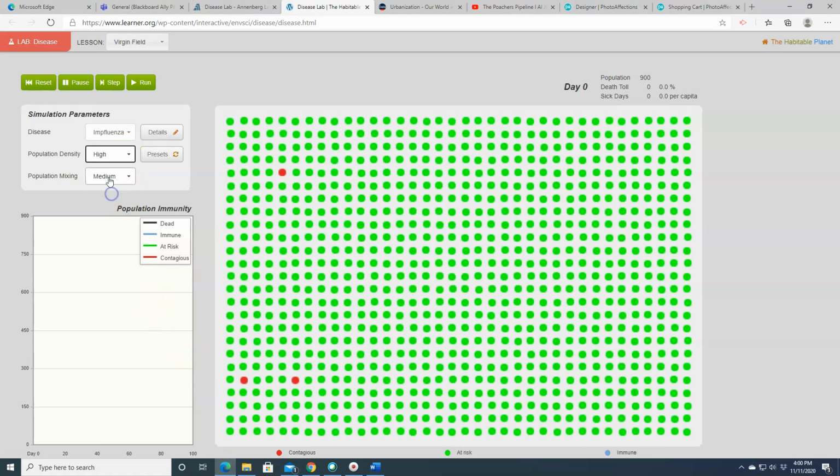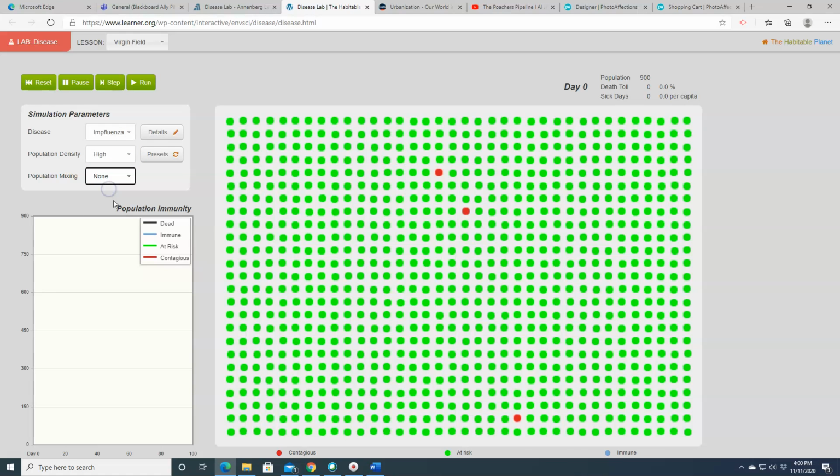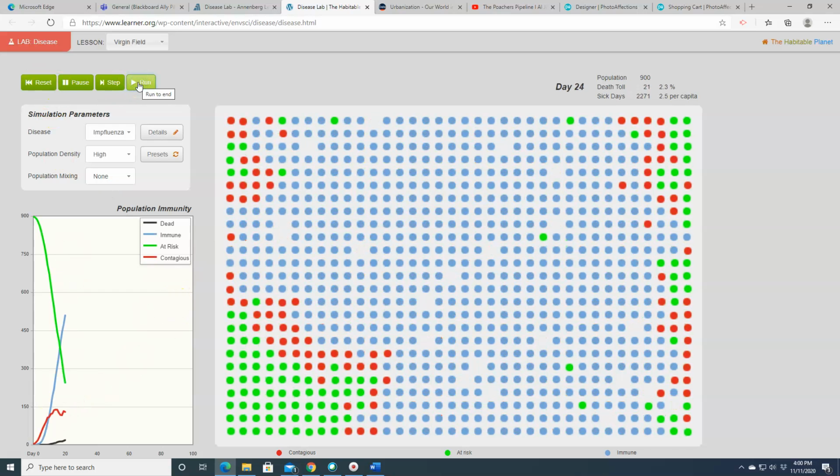So our density is high. Our population mixing is none at the moment. We're going to hit the run button, and we're going to watch the disease spread through the population. And again, what you see is that we have a huge spike, even though we're not mixing very much. We have a big spike here at the very beginning. So now we have a new line on here. This is our death toll line. Not just the 3 lines we saw before. Now we have a death toll line as well.